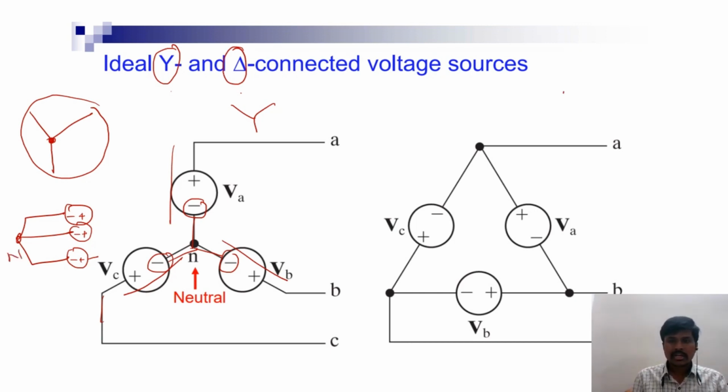Now coming to delta, this has a similarity to a triangle. This triangle has three sides. These three sides can indicate the voltage sources, and they can also be a load. So these are the three single phase voltage sources. This is the representation of a three phase voltage source.